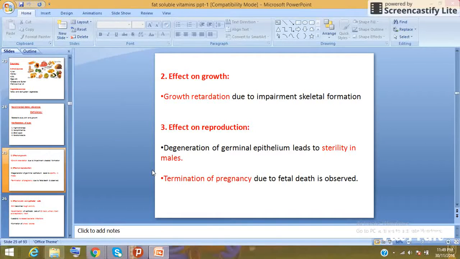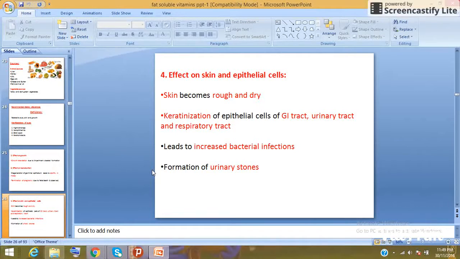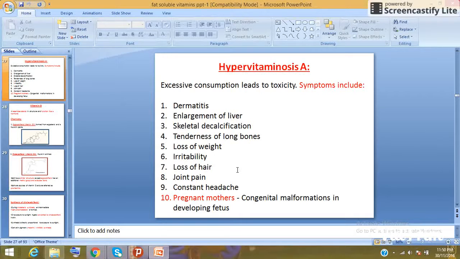Effects on growth: growth is retarded due to impairment of skeletal function. Effects on reproduction: degeneration of germinal epithelium leads to sterility in males. Termination of pregnancy due to fetal death is observed in a few cases, not most. Effect on skin and epithelial cells: skin becomes rough and dry. Keratinization of epithelial cells of the GI tract, urinary tract and respiratory tract occurs, leading to increased bacterial infection and formation of urinary stones.